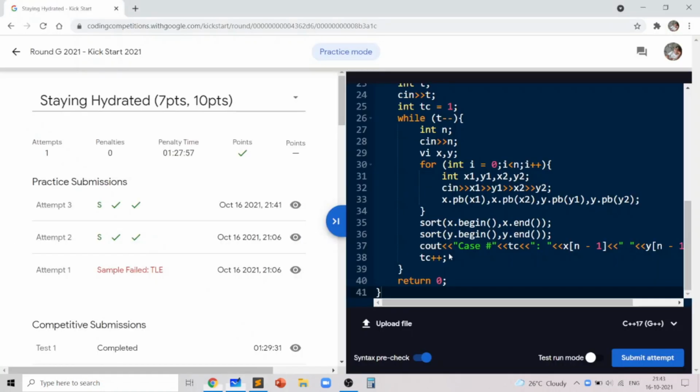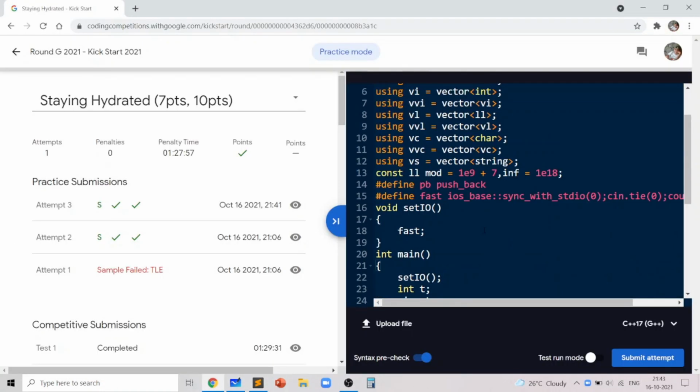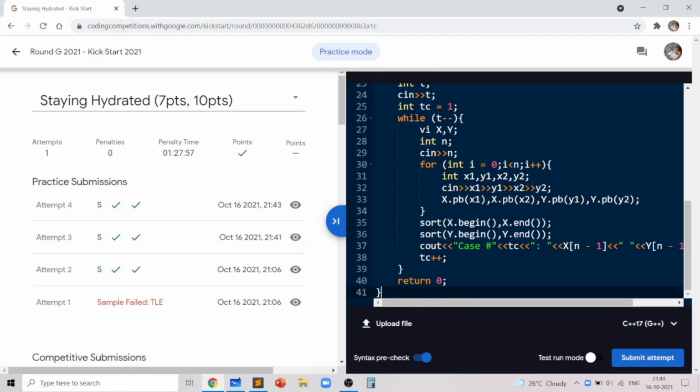So now I'll just submit this code to see that it gets accepted. So as you could see, my code got accepted.